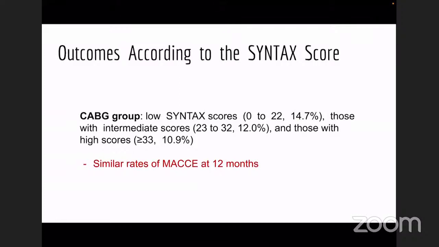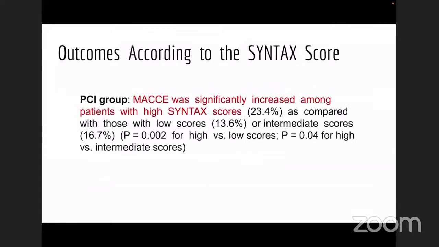So the outcomes according to the SYNTAX score: in the CABG group, there were similar rates of MACE at 12 months in low, intermediate, and high score patients. However, in the PCI group, MACE was significantly increased with the high SYNTAX score.